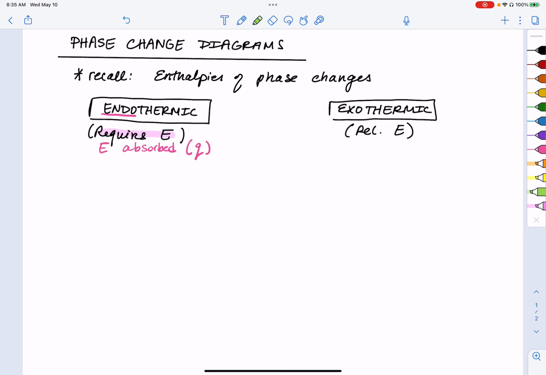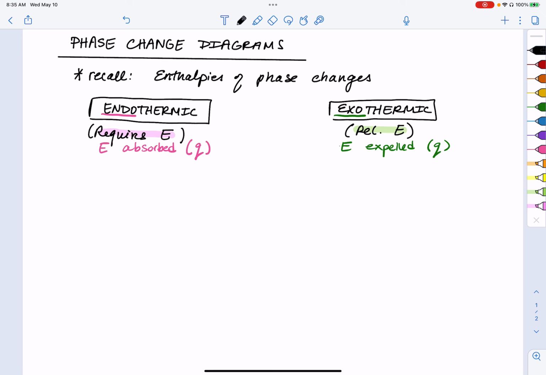Compared to exothermic, exo, outward, exoskeleton. This releases, REL is a shorthand of releases, so releases energy. So we can say again, energy is expelled. Or heat is expelled or heat is released.